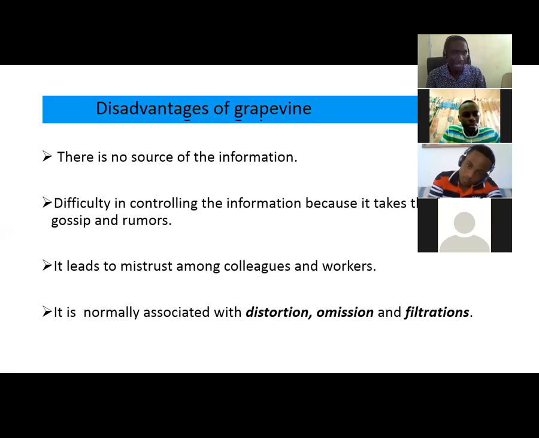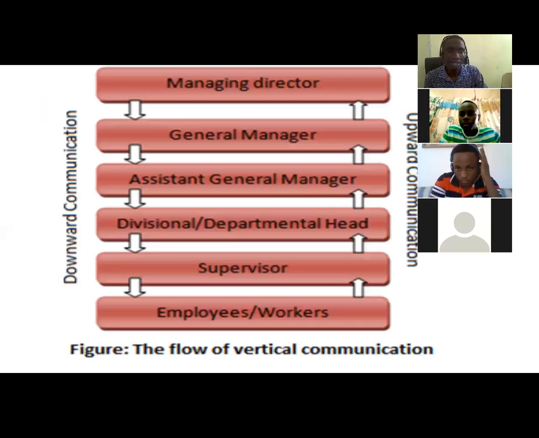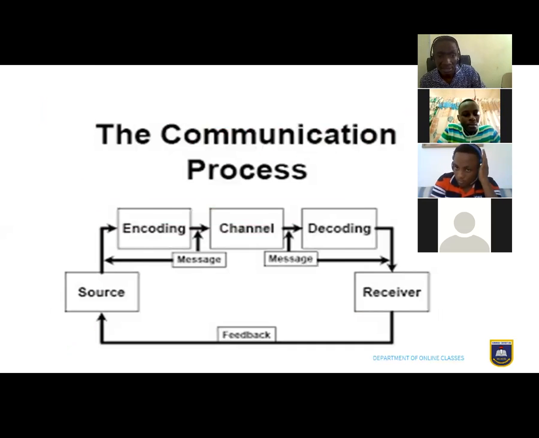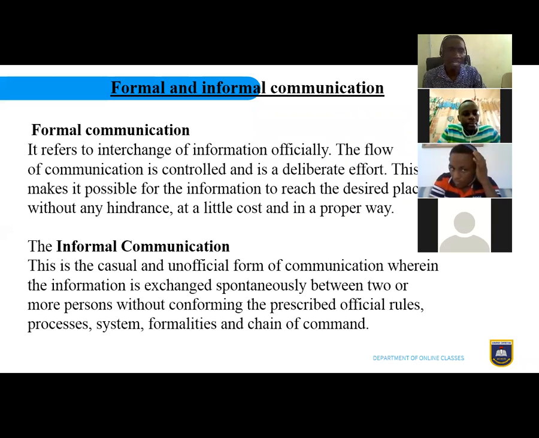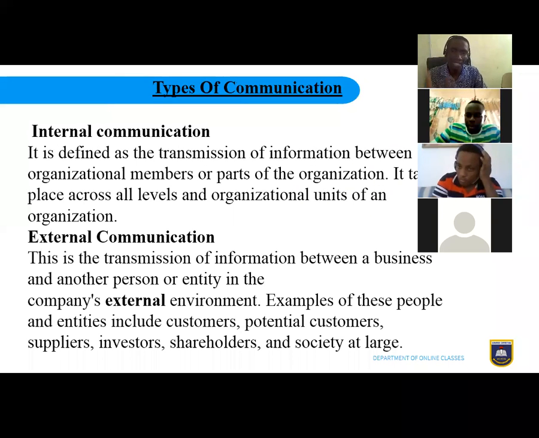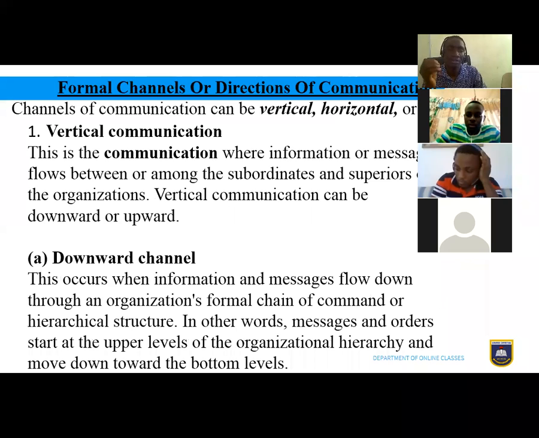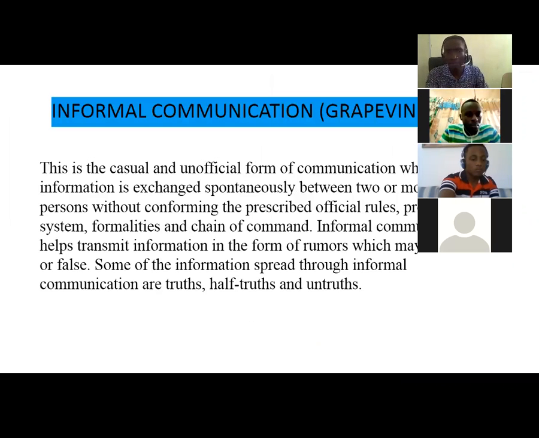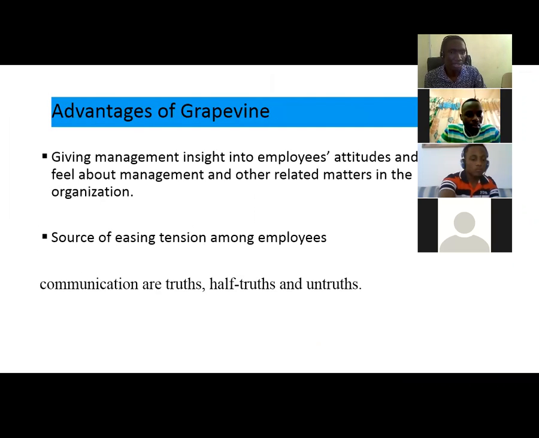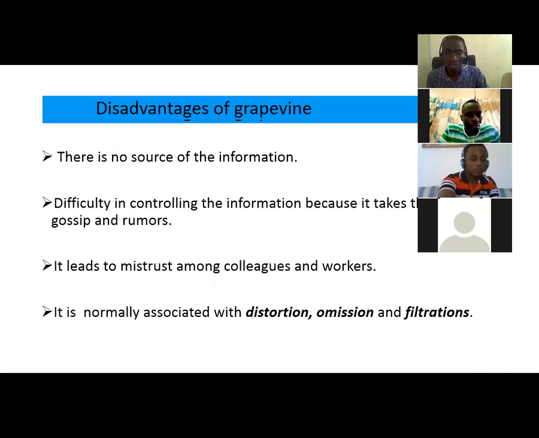So far we have discussed communication. We looked at what it is. We looked at the communication process. We looked at some of the formal and informal forms of communication. We talked about the types of communication, which can be internal or external. We talked about the channels, which we said there are three: one vertical, two horizontal, and three diagonal. Then we looked at what is meant by the formal form of communication, the informal, and also the grapevine. Any question, please?